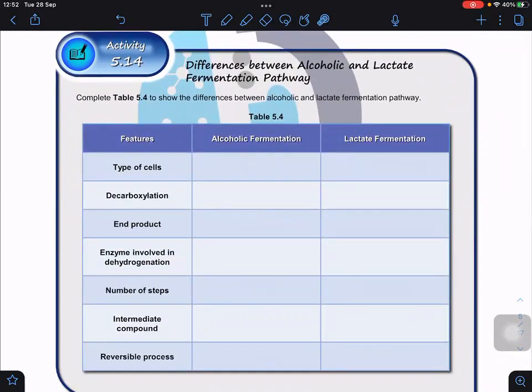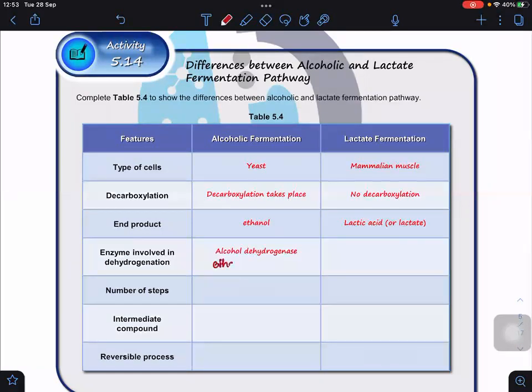So what kind of cells actually carry out alcoholic fermentation? Yeast or plant cells carry out alcoholic fermentation. Lactate, mammalian muscle. Decarboxylation, yes, takes place in the alcoholic fermentation. Lactate, no decarboxylation. End products of alcoholic fermentation, we have ethanol; lactate fermentation, we have lactic acid or lactate. Enzyme involved in the alcoholic fermentation, we have alcohol dehydrogenase or ethanol dehydrogenase. For lactate fermentation, you have lactate dehydrogenase. Number of steps involved: alcoholic fermentation is a 2-step process, lactate fermentation only 1 step.